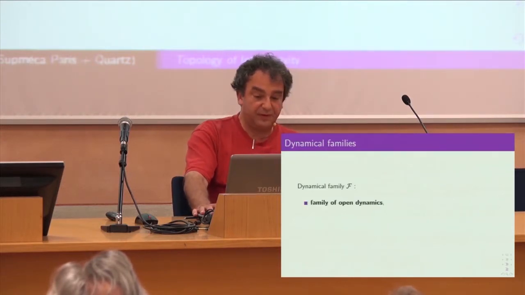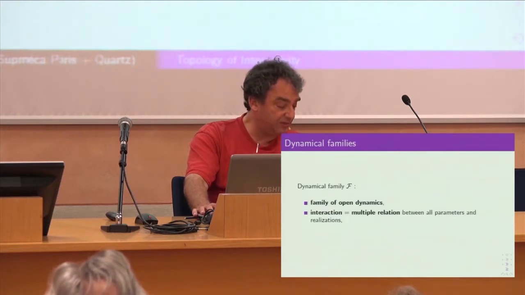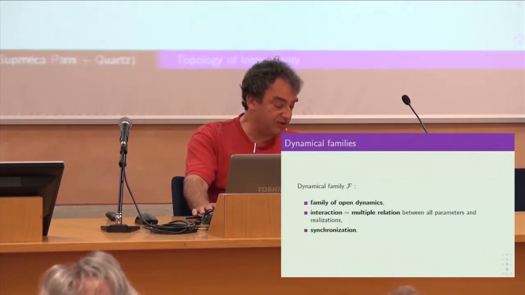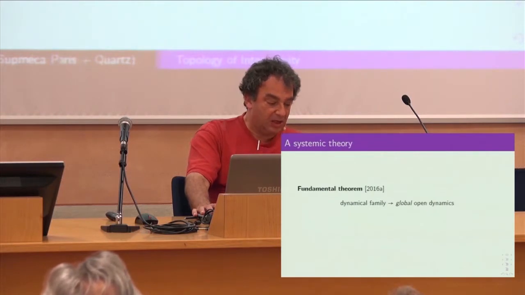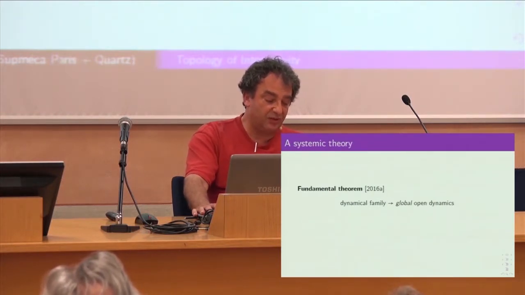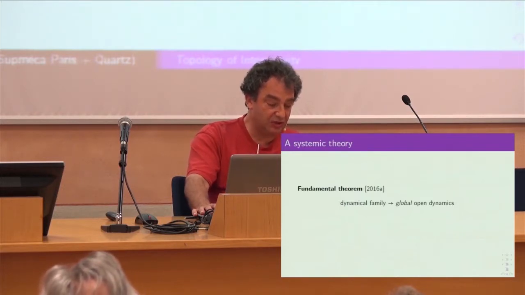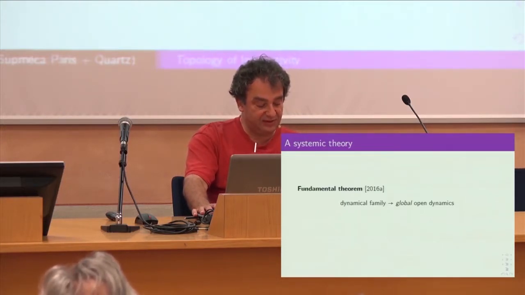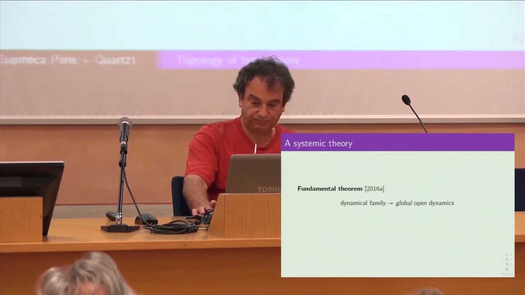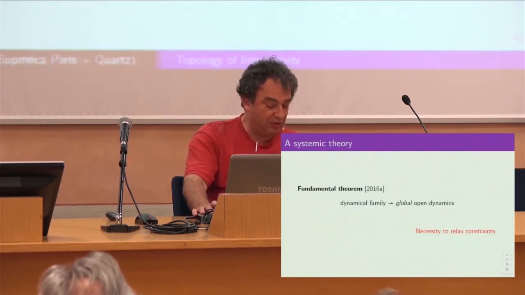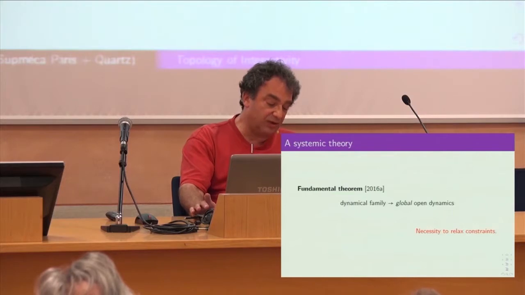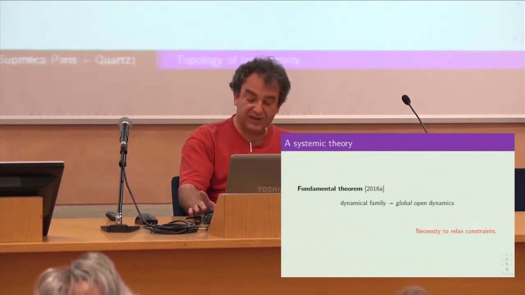Then a dynamical family consists of a family of open dynamics, an interaction between those dynamics, that is a multi-relation between all parameters and all realizations, and some synchronization between them. The fundamental theorem of this theory asserts that with each dynamical family can be associated new global dynamics that incorporate in different ways the open dynamics of the family, and that these global dynamics can in turn interact with some other open dynamics. I want to stress that we wouldn't have this result with a too strict definition of open dynamics. This was one of our reasons for using lax concepts rather than strict.